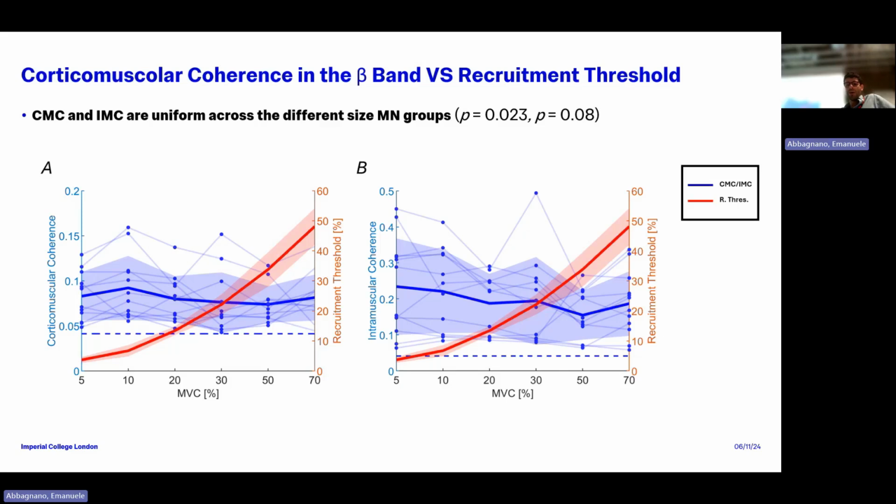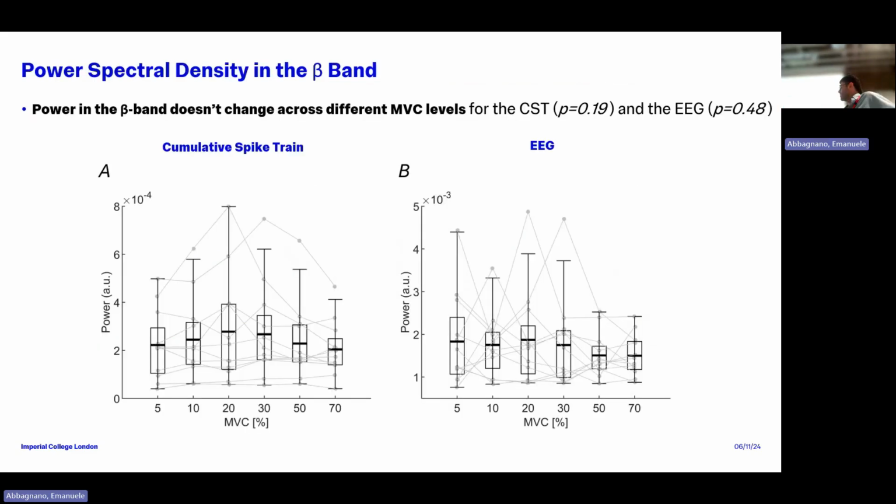Also, if you look at the power across these different size motor neurons, both at cortical level and peripheral level, on the left, there is no change in the power spectral density in the beta band. So coherence in terms of the frequency spectrum, the information that's being projected to the motor neurons is not changing, neither is the power of this information.